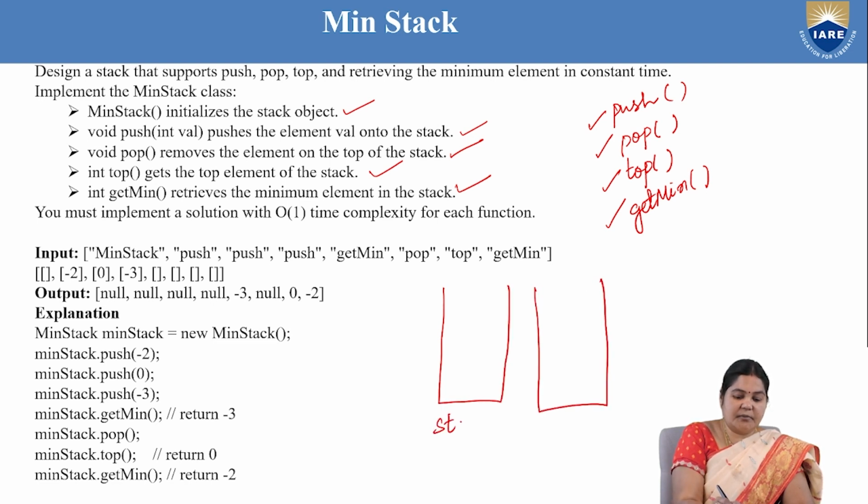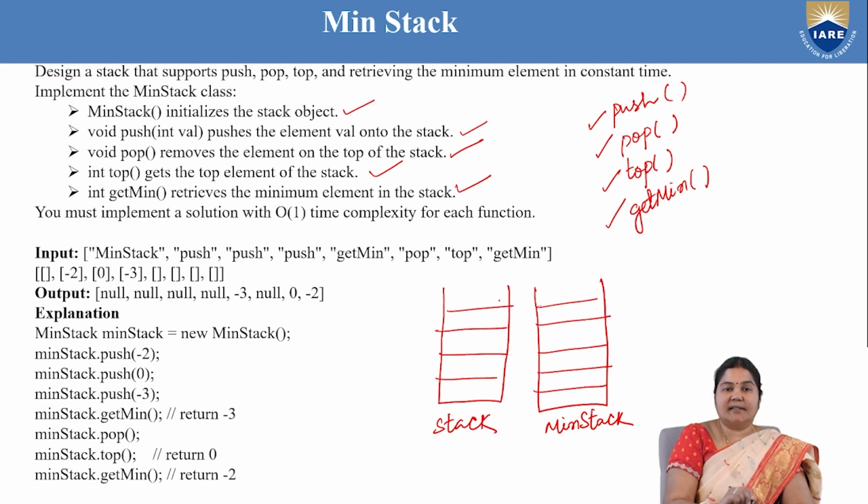Now, one is my regular stack where I will do the push and pop operations, everything. And I will take another stack called mean stack, where the mean stack will always contain the minimum value at the top of the stack. Okay. Now, let us understand the test case through these 2 stacks.